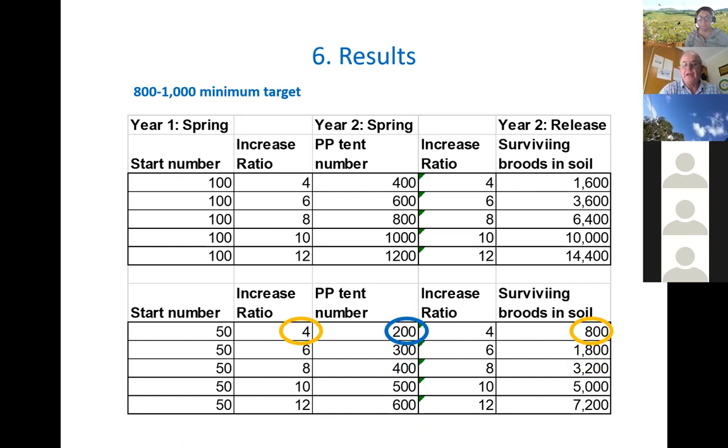That would be your minimum target: if you did have 50, you'd need 200 beetles, and then you'll get 800 as your minimum target. So you can see here, if you've got 100 beetles and you've got fourfold, then you're actually exceeding the minimum target. This is the reason for talking about this. It's important to look at this number.